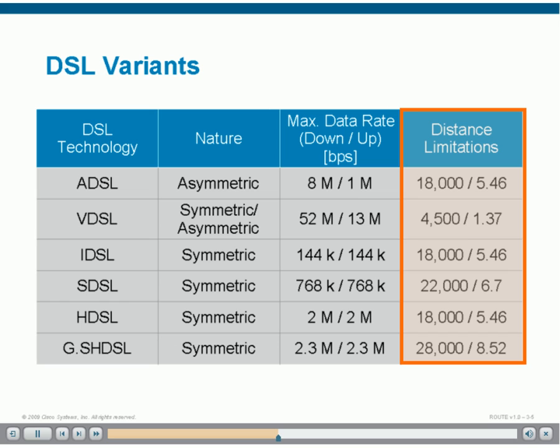The maximum distance is another limitation of certain types of DSL. It describes the maximum distance that a certain type of DSL connection can span from the CPE device to the DSLAM device across the local loop.